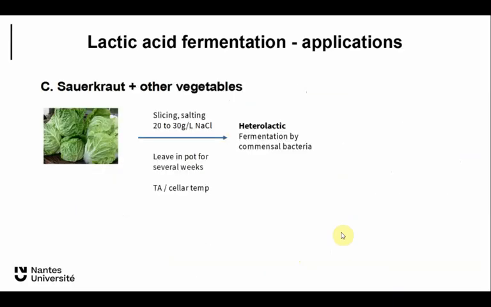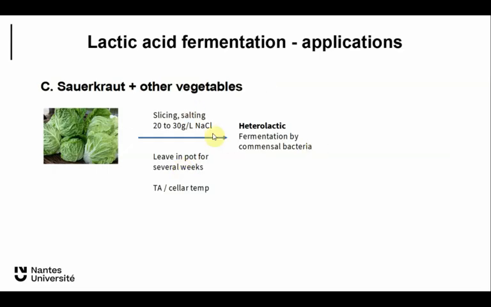One more thing to do with lactic acid fermentation. It's used for conserving vegetables, like in sauerkraut, choucroute, and a lot of other conserves that you can make at home. So what you do is you get your vegetable, slice it up, add salt. So the salt concentration's got to come up to about 20 to 30 grams per liter. And then you put it in the pot and leave it for several weeks, either at room temperature or slightly cooler. Okay, put it in the cellar.